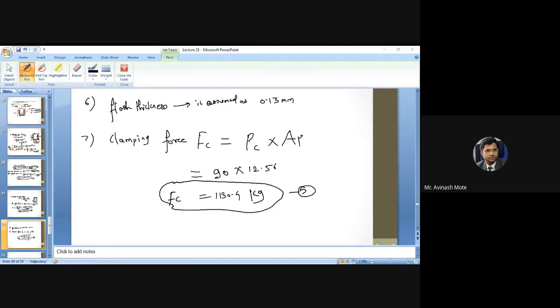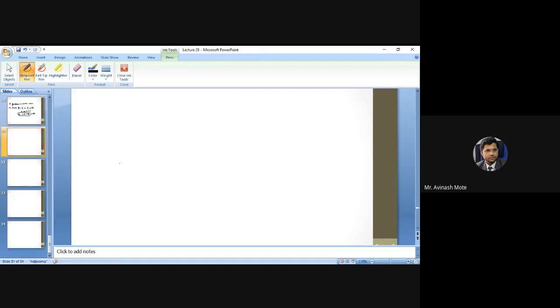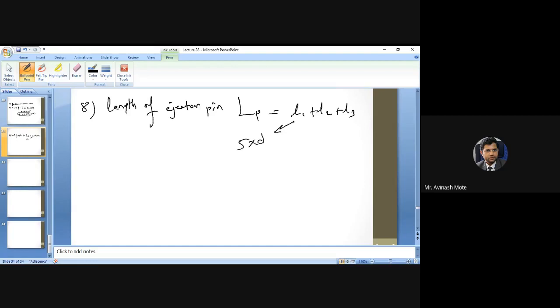Now what is remaining? Clamping force is over. Ejector pin, the last one, the ejector pin. Okay, and one more is there. So we'll calculate the length of ejector pin. So this is eighth one. Length of ejector pin, capital L P, equal to, we know the formula, L1, L2, L3. Okay. Out of this, L1 is equal to 5 into dP. Okay. This we have seen.